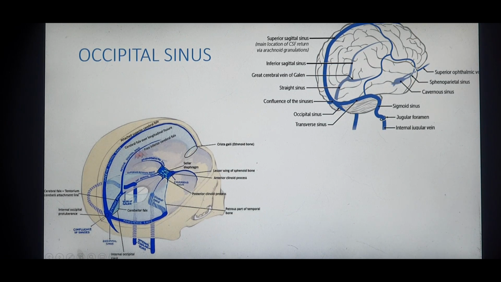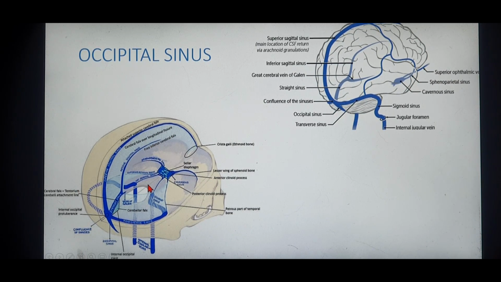So that's the superior, that's the inferior, that's the straight, that's the great cerebral vein, that's the lateral transverse, that's the occipital, that's the IJV, that's the jugular bulb area, that's the cavernous sinus, that's the sphenoparietal sinus, that's the cavernous, that's the superior petrosal, that's the posterior clinoid process. So this diagram is eventually the best diagram for you to understand the orientation and the pathway of the sinuses.